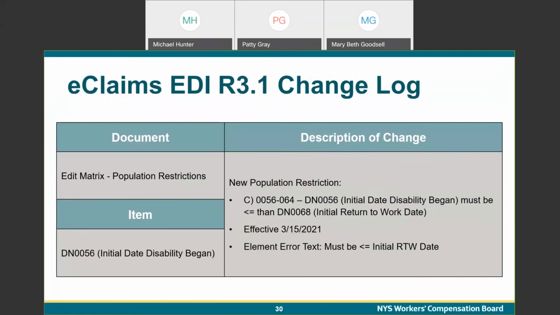So those new population restrictions for DN 56, there's a 064 error for initial date disability began. That must be less than or equal to the initial return to work date. Very simply stating that if they're initially disabled, it needs to be before when they initially return to work. This will be effective on March 15th with the launch of 3.1. Any element error text will just state must be less than or equal to initial return to work date.